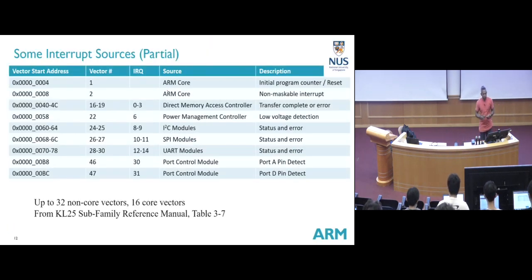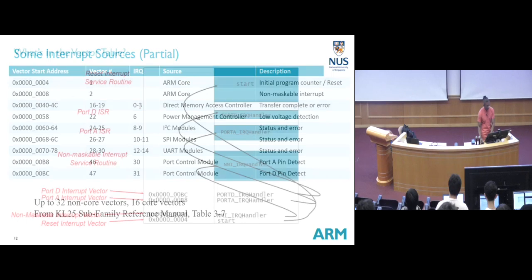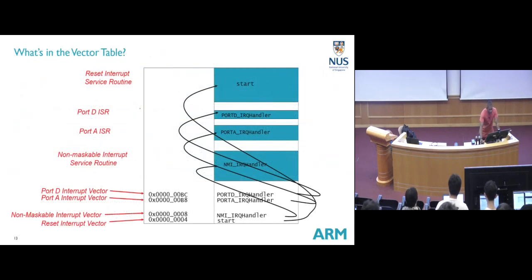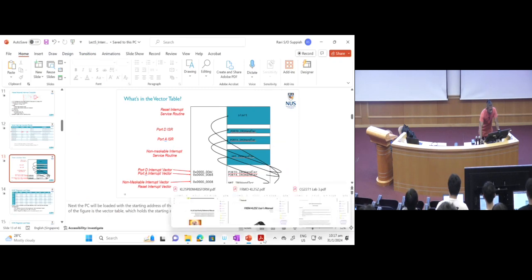So the interrupt sources. What are all the interrupt sources? The interrupt vector table has all these interrupt sources, where you have an interrupt vector number tied to some address, and that also ties to an IRQ number. These are just some of the vector table entries. We will look at the whole vector table. Now what is a vector table? Let's look at this again over here.